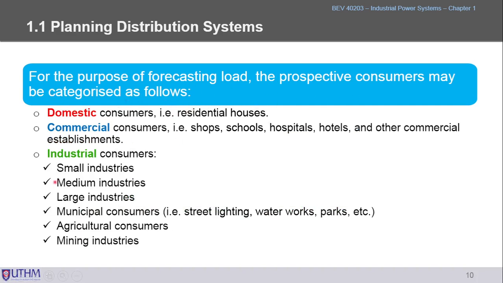forecastings. This is the type of the consumer. We have domestic, which is for the residential houses. The commercial is like the shopping complex, university and hospital, the police stations, the hotel, and all the services. All the services are categorized in the commercial. And what is the industrial? Industrial consumers normally have products, they serve the products, they have manufacturing. For example, we have the SME, small and medium industry, we have large industry, we have the municipal consumer. This one is categorized in the industry as well.